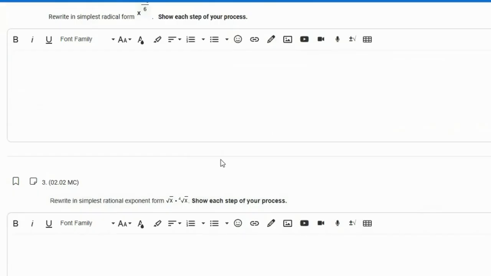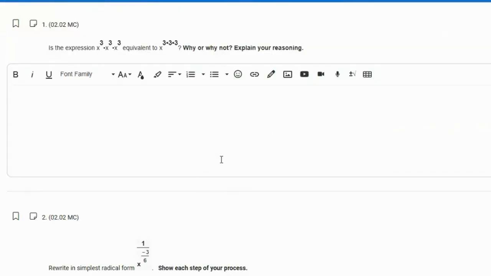There's 5 questions and they're not multiple choice. So let's talk about this. This is a good one. Is the expression x to the third times x to the third times x to the third equivalent to, is that the same as x to the 3 times 3 times 3? Do we just multiply the exponents? Why or why not? Explain your reasoning.